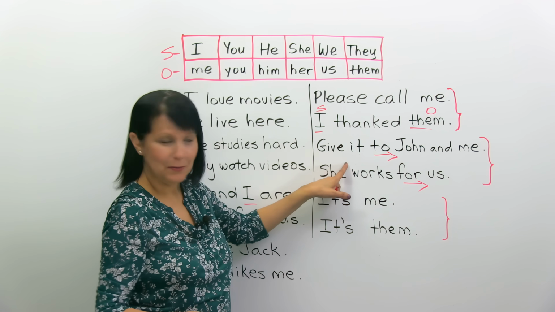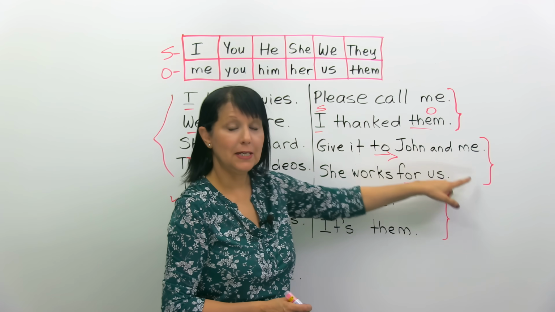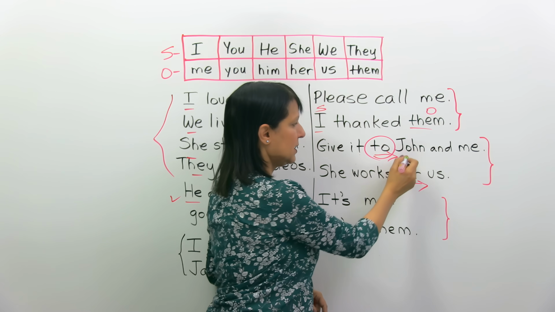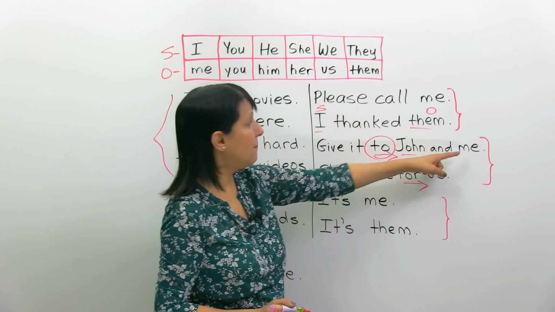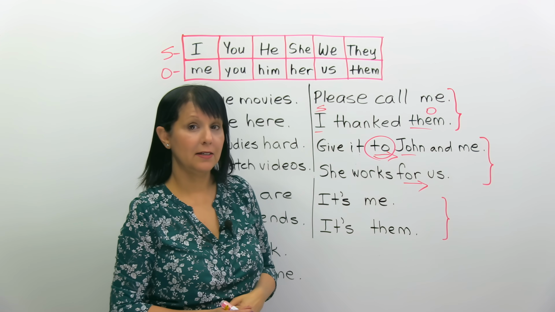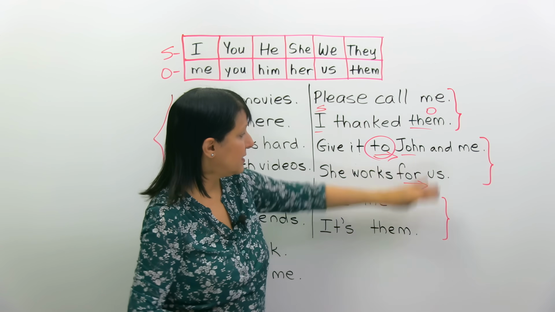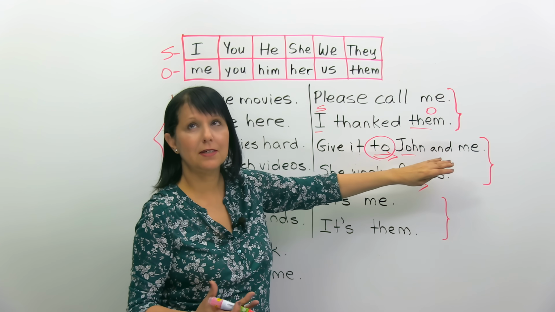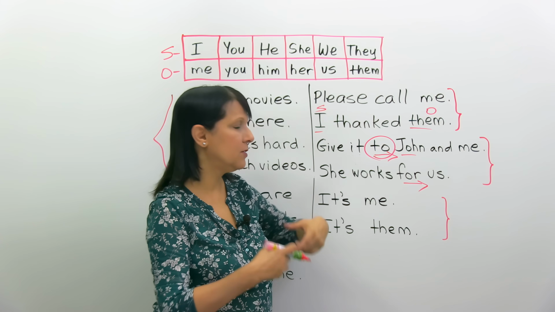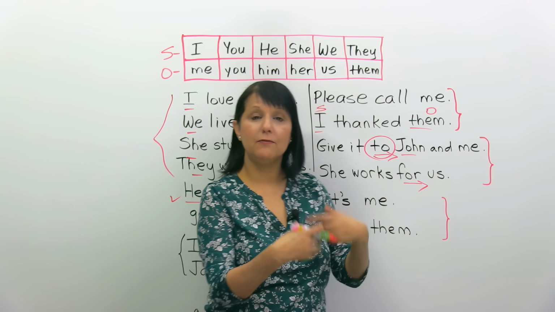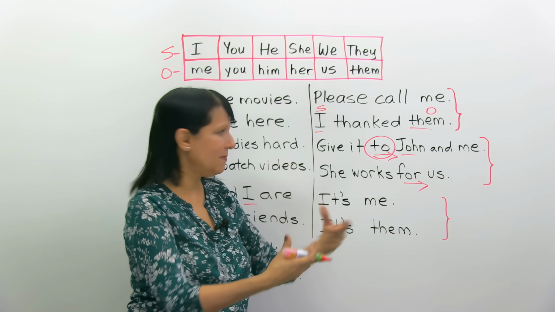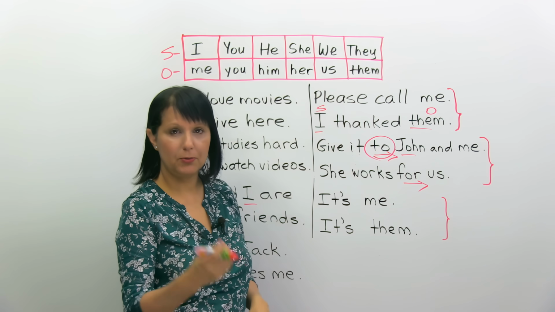So let's look at the example. Give it to John and me. Okay, so after to, so that's to is the preposition. Give it to John and me. Okay, because it's the object we want, not John and I. And again, if you're not sure, take out John and say, do we usually say give it to I? No. We say give it to me. Okay? To me, for me, after me, before me. All right? Any preposition after that, you're going to use the object pronoun.